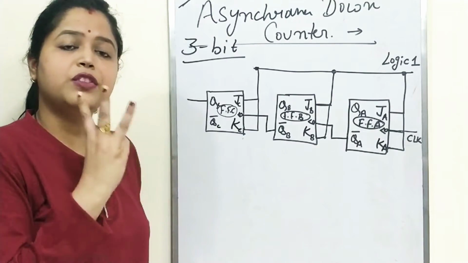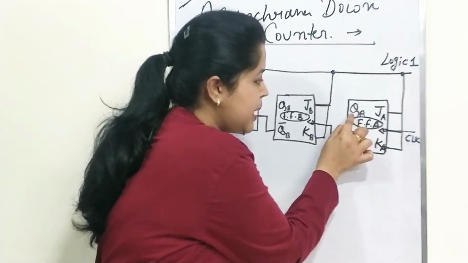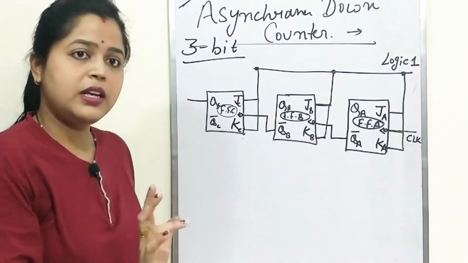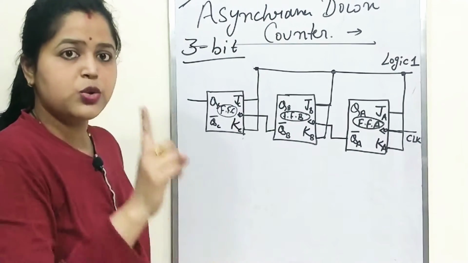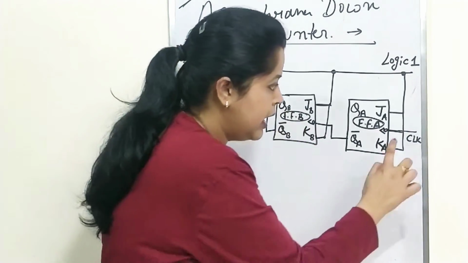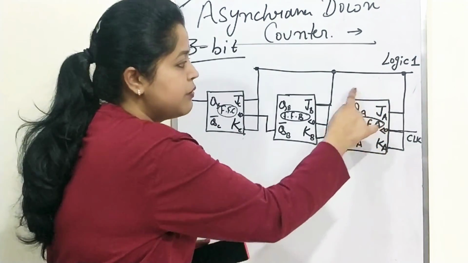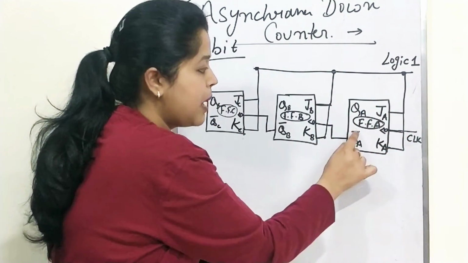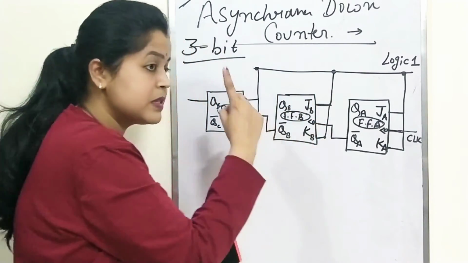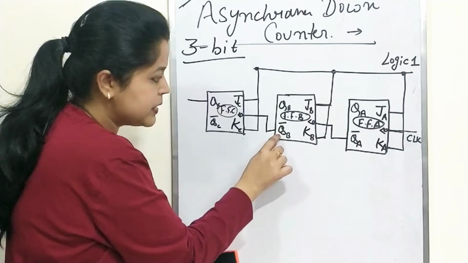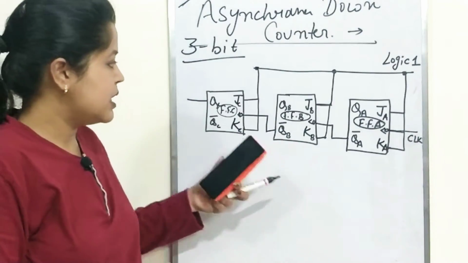Now here I have 3 separate outputs for 3 flip-flops represented by QA, QB and QC. Fine. Now what about the clock? Since it is an asynchronous down counter, I have one clock applied directly at the first flip-flop, while the output of the first flip-flop, which is QA bar, is connected to the clock of the second flip-flop. Similarly, the output of the second flip-flop is connected to the clock of the third flip-flop. This is the general procedure.